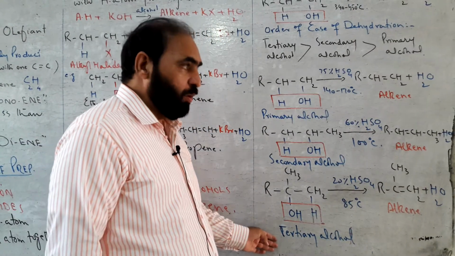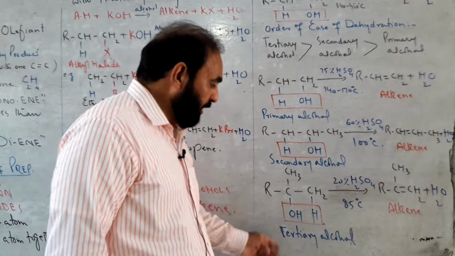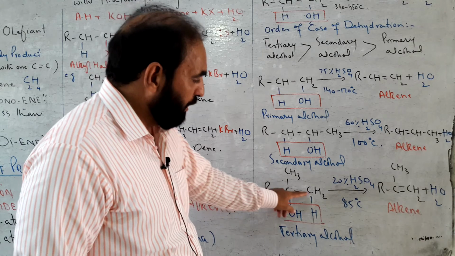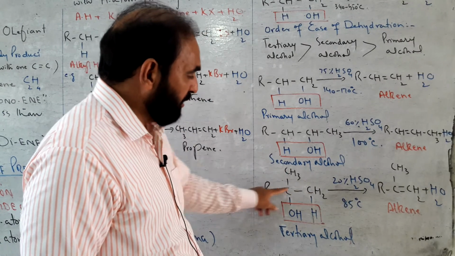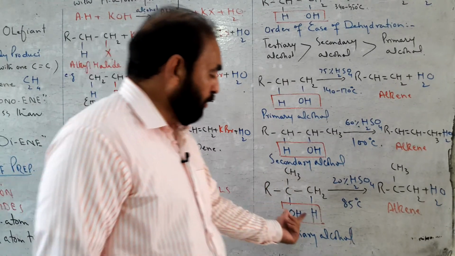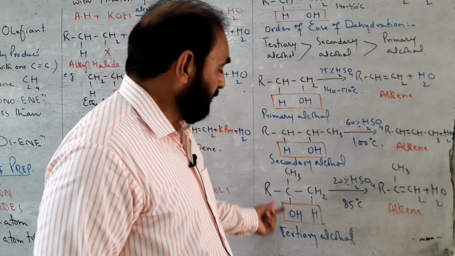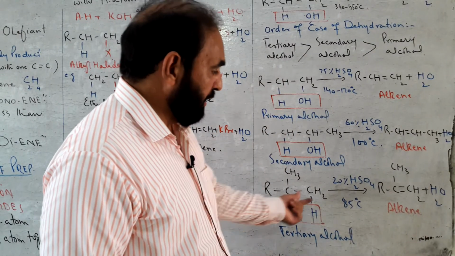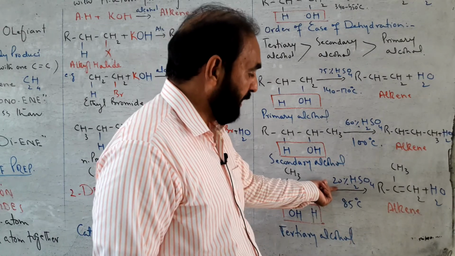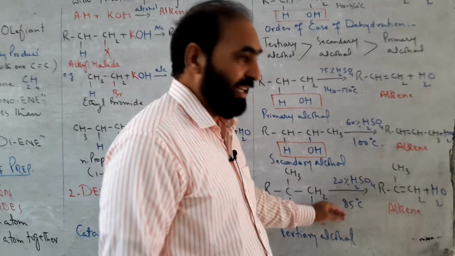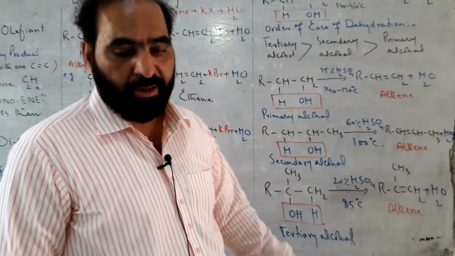And in order to show the formula of tertiary alcohol, the carbon containing the OH group is further bonded directly with three carbon atoms. After removal of water, we get an alkene, and this dehydration is carried out by using 20% H2SO4 and 85 degrees centigrade temperature, which is the easiest condition for the dehydration of alcohol.